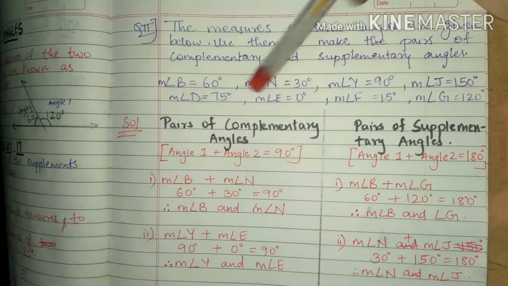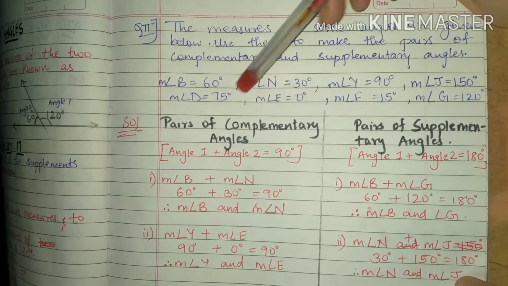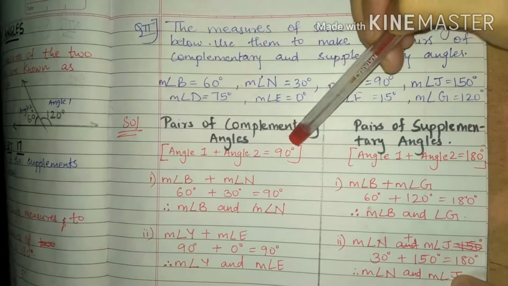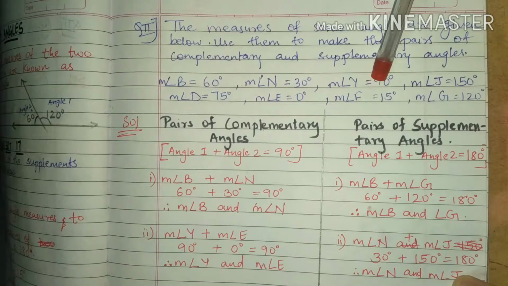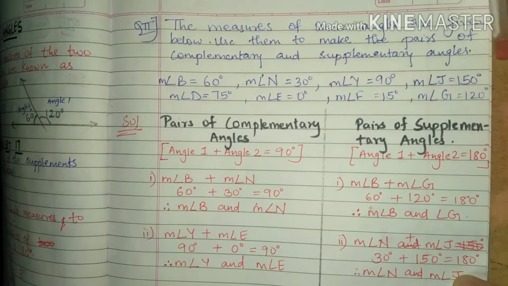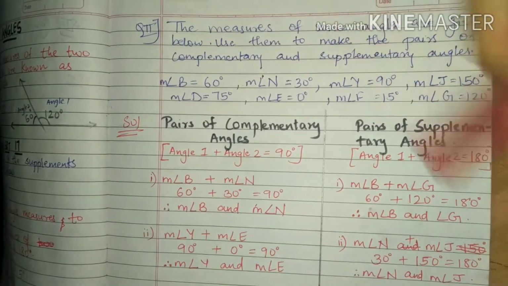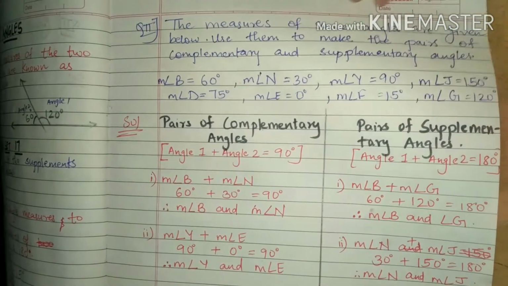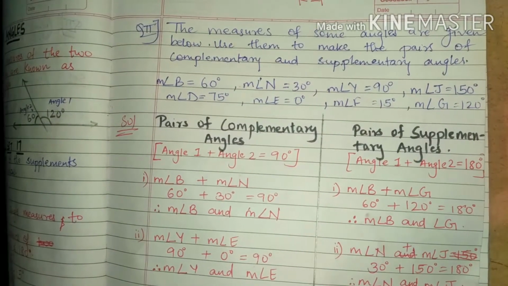Any more are there or not? Adding the two angles, the addition should be 90 degrees for complementary. So are any more angles there? No angles are there. Okay, so 75. See, 75 plus 15 is how much? 75 plus 15, how much?